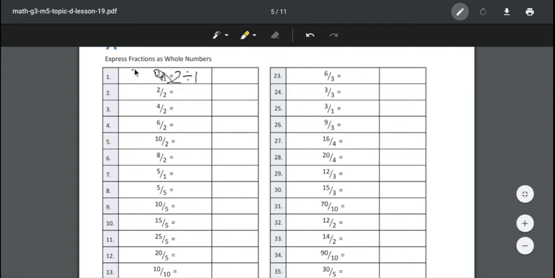Now it doesn't matter how we write our fraction. We could write it 2 over 1 like that, or you could do it with a slanted line. It's still 2 divided by 1.